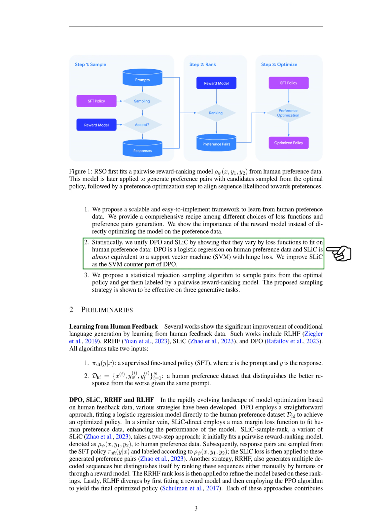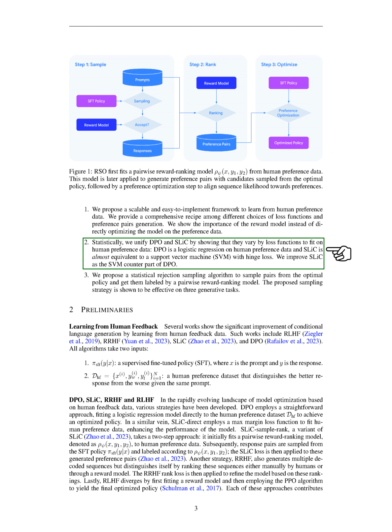2. Statistically, we unify DPO and SLIC by showing that they vary by loss functions to fit on human preference data. DPO is a logistic regression on human preference data, and SLIC is almost equivalent to a support vector machine, SVM, with hinge loss. We improve SLIC as the SVM counterpart of DPO.